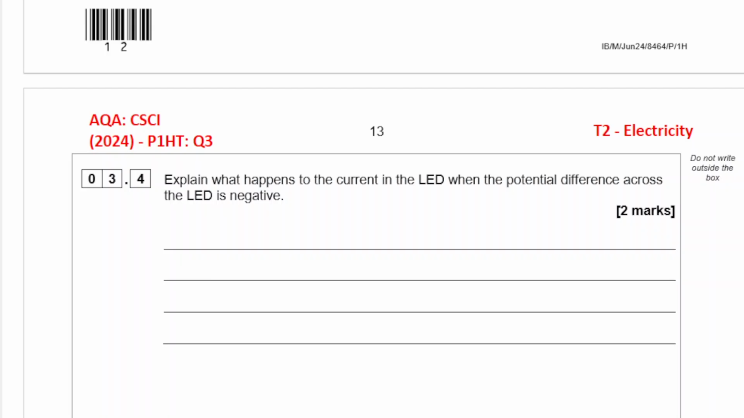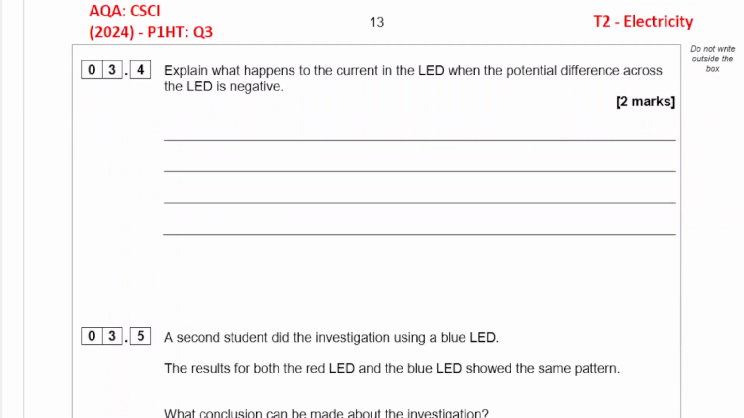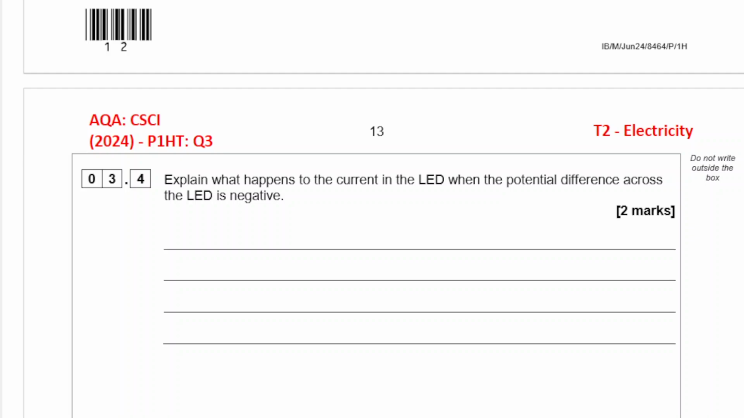Explain what happens to the current in the LED when the potential difference across the LED is negative. Now, when the potential difference across the LED is negative, the current is going to be 0. Why? Because the LED is similar to a diode, which has high resistance, right? So it doesn't let current go through in the negative direction.